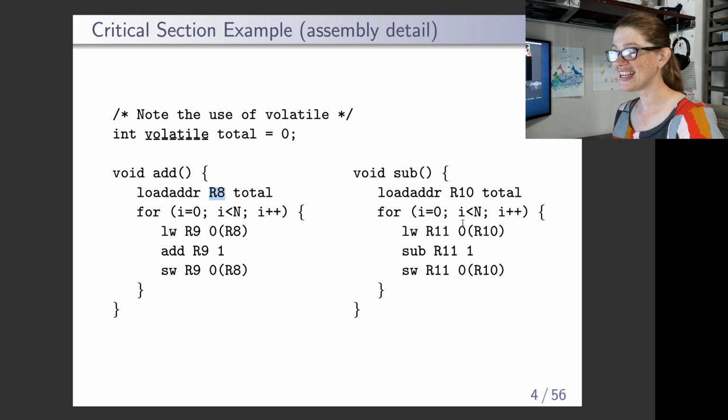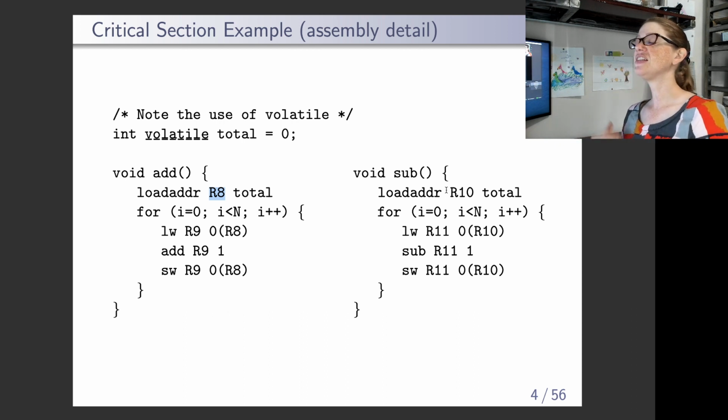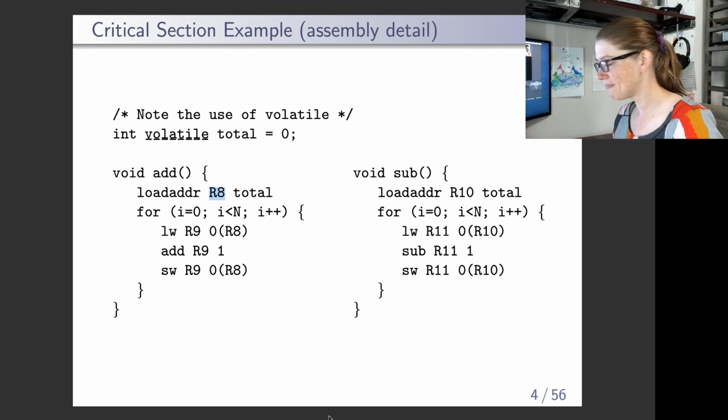And for subtract, you can see it's the same thing. And you'll also note that the registers we use for subtract are different. It's because the compiler is not aware that these 2 threads could be running at the same time, and it's just randomly selecting whatever registers it has available at that point in time. It's not going to matter.